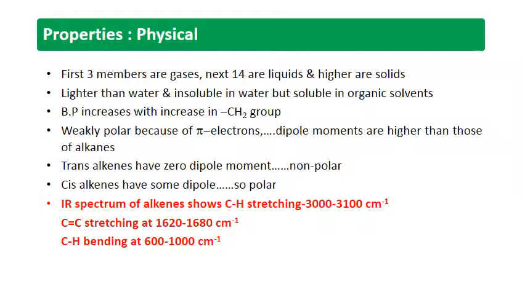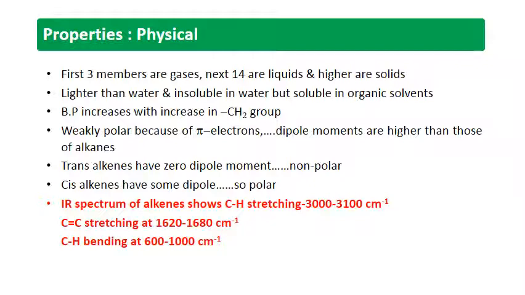Now we will discuss the properties. The first one is the physical properties. The first three members of alkenes are gases. The next 14 members are liquids, and higher ones are solids. They are lighter than water and insoluble in water, but soluble in organic solvents. And the boiling point increases with increase in CH2 groups.